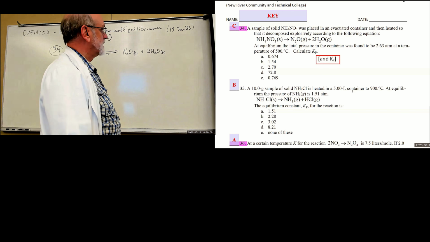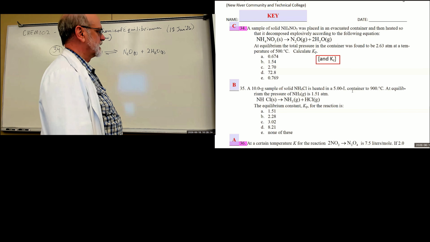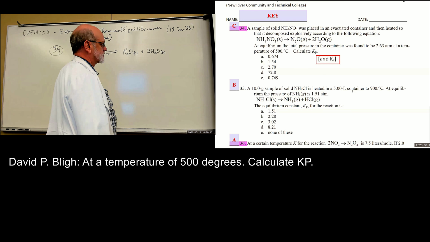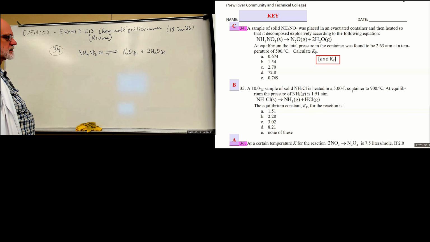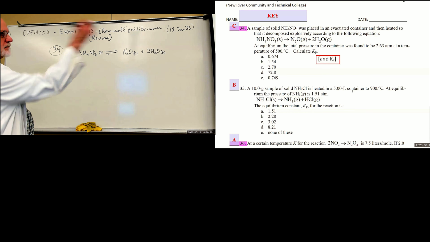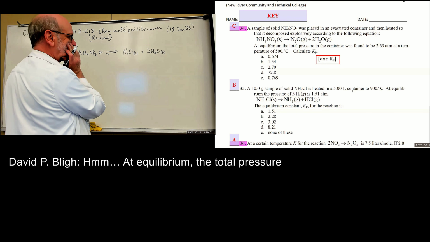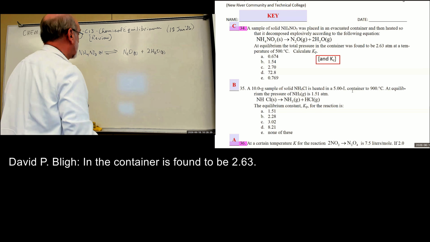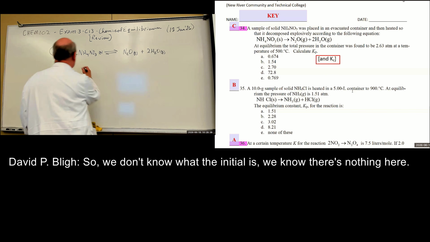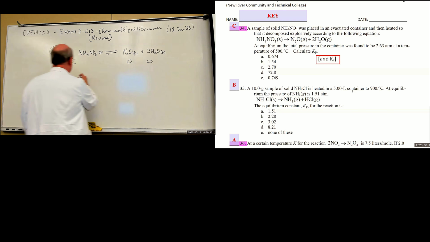Okay. At equilibrium, the total pressure in the container is 2.63 at a temperature of 500 degrees. Calculate Kp. All right. At equilibrium, the total pressure in the container is found to be 2.63. Okay. So we don't know what the initial is. We know there's nothing here.